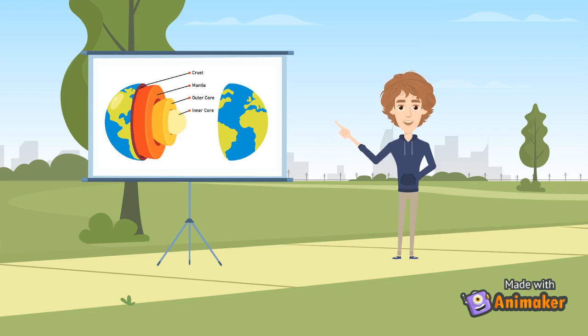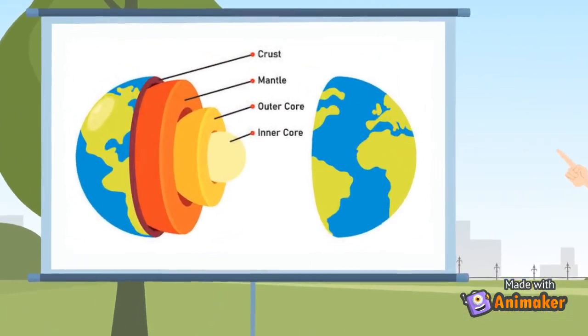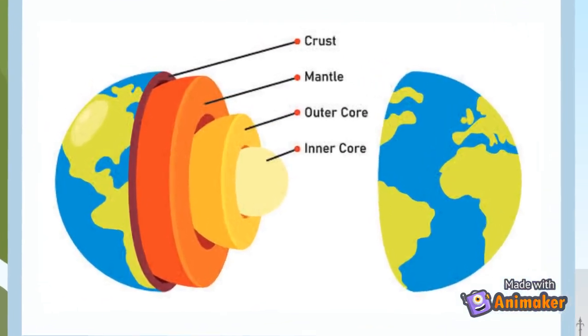Now our first topic is structure of the interior of the Earth. As you all know, the Earth is a spherical body with a radius of 6,400 kilometers. A fun fact: Earth consists of several layers just like an onion. The layers are as follows. Number 1. Crust. Number 2. Mantle. And number 3. Core.